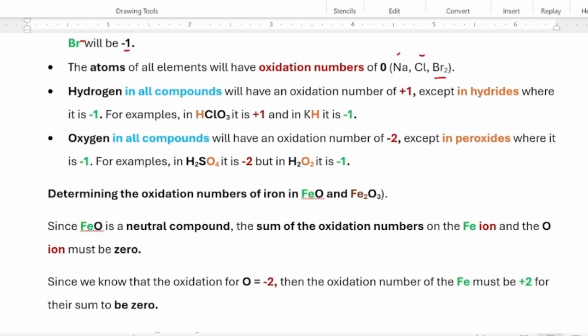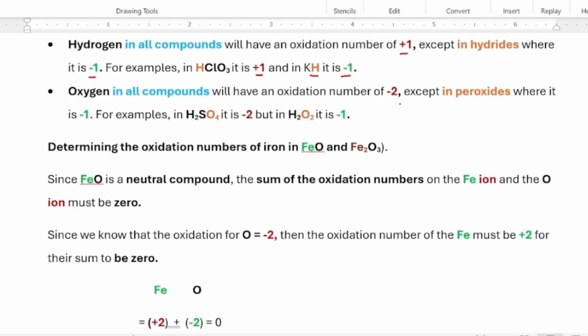Hydrogen in all compounds will have an oxidation number of +1, except in hydrides where it is -1. For example, in hydrogen chloride, hydrogen is +1, and in potassium hydride, the oxidation number of hydrogen is -1. Oxygen in all compounds will have an oxidation number of -2, except in peroxides where it is -1. For example, in sulfuric acid, the oxidation number of oxygen is -2, but in hydrogen peroxide, it is -1.